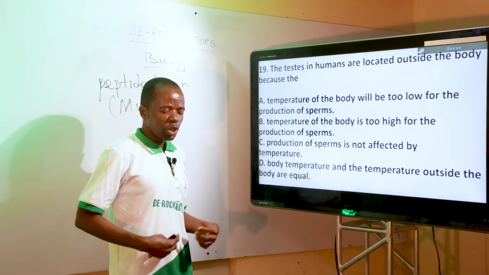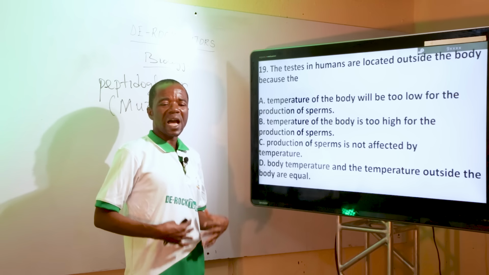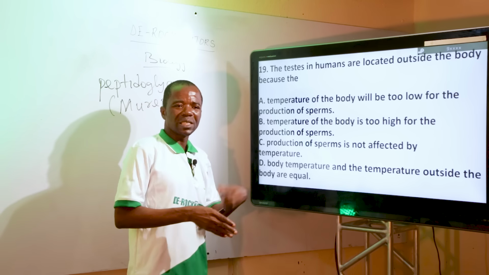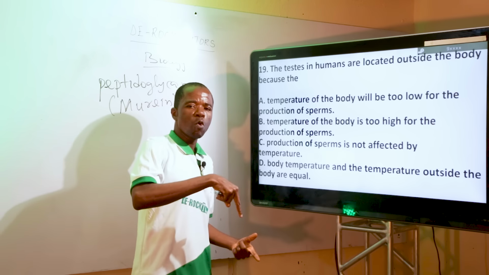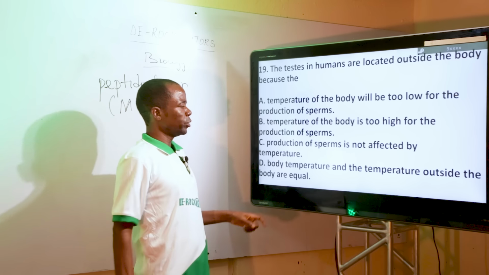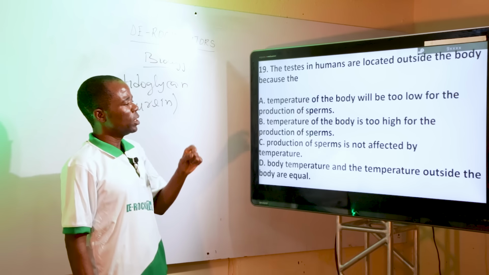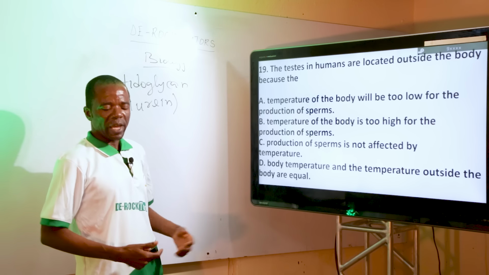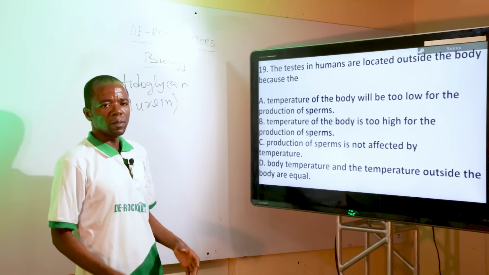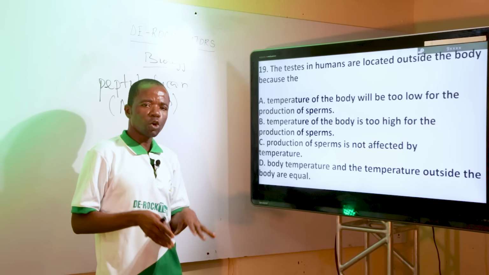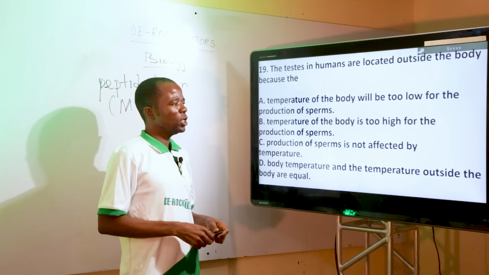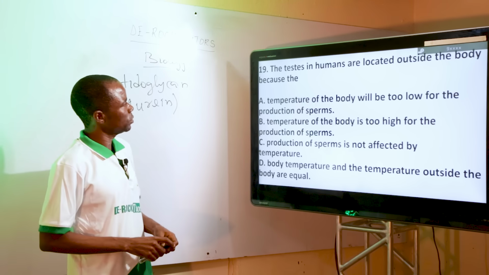That is why the scrotal sac is outside the body, so that the testes can be at a temperature which is lower than the body temperature. So once again, the correct answer for this is option B. The temperature of the body is too high for the production of sperm. Hence, the testes are always outside the body so that they can be at a temperature lower than the body temperature. Let's look at number 20.